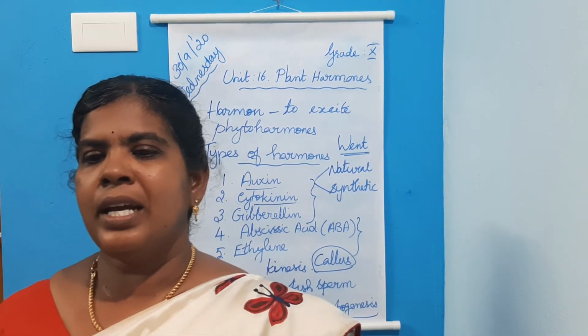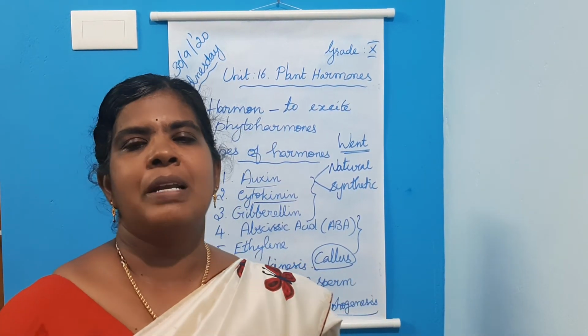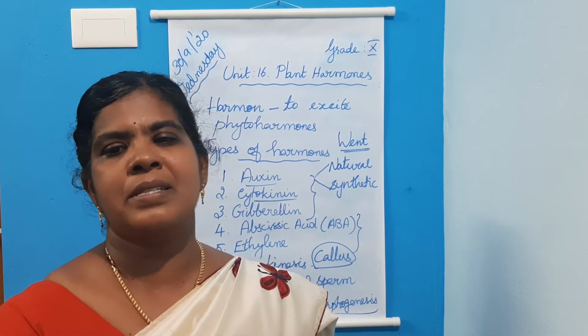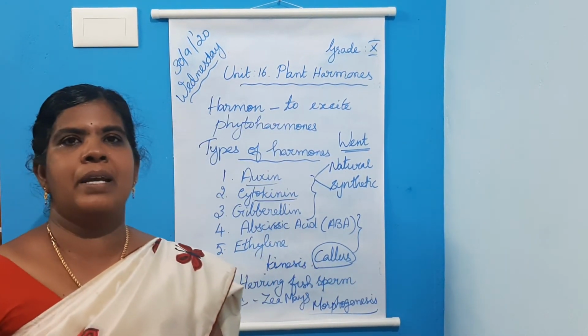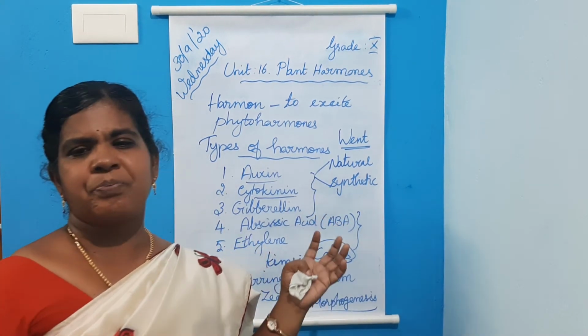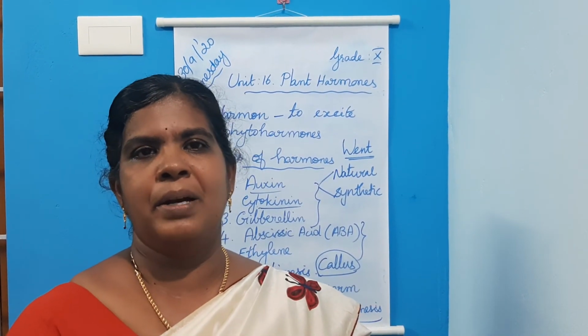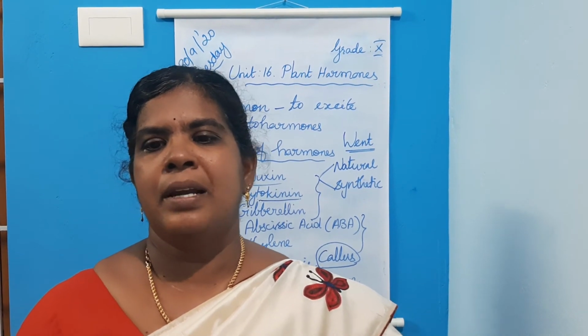Then cytokinin promotes the growth of lateral buds and suppresses the growth of the apical bud. Cytokinin promotes the growth of lateral buds in the presence of the apical bud.